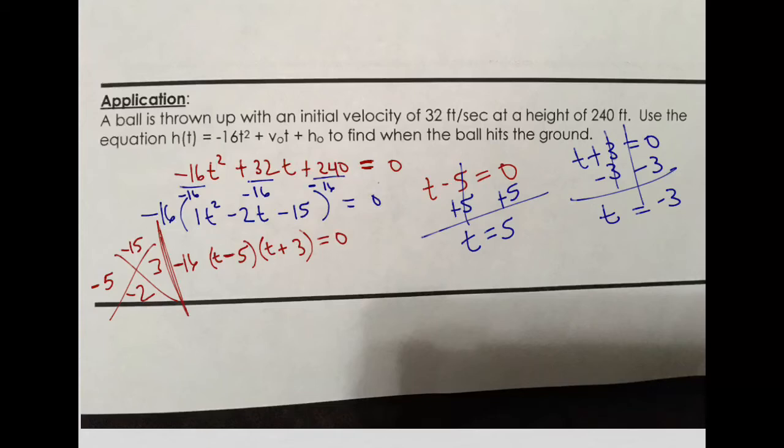And so now we got to figure out what this means. We have t is equal to 5 and t is equal to negative 3. Well, we know we're dealing in time, and it wants to know what time the ball hits the ground at 0, right? And so can we have negative time? No, we cannot. And so we know it can't be negative 3, and so it must be 5 seconds when the ball hits the ground.